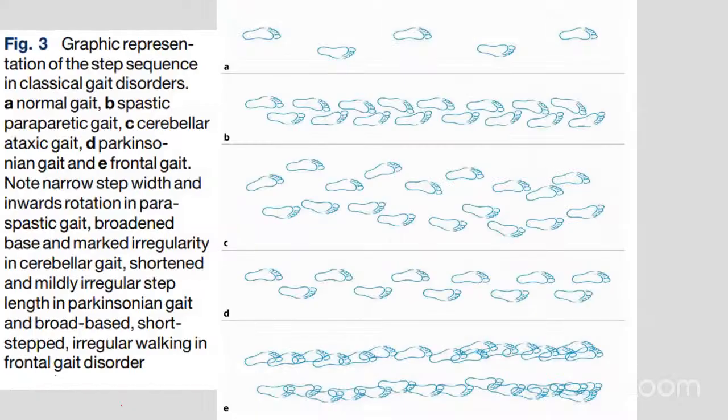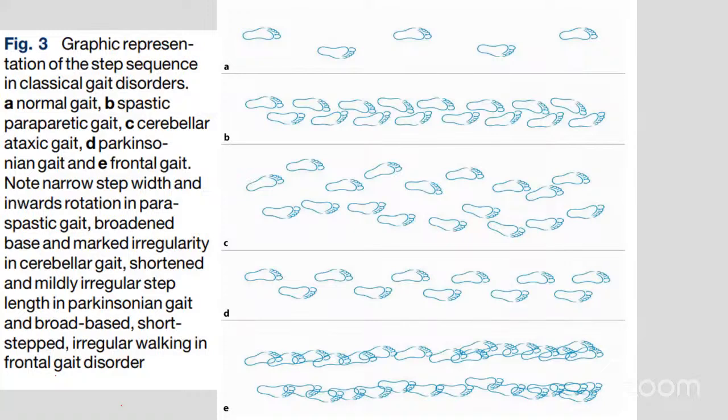So this is a graphical representation of step sequence in classical gait disorders. First one is normal. Second one is spastic paraparetic gait. The feet are kept close together while walking, the base is narrow. The stride is decreased. The step length is decreased.